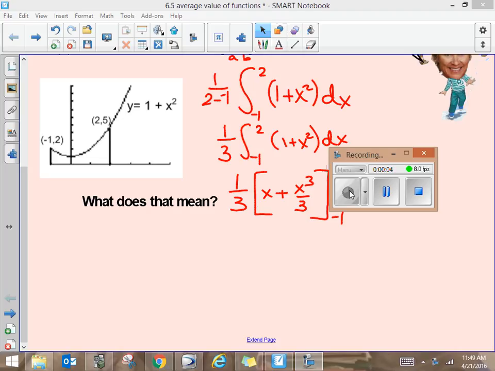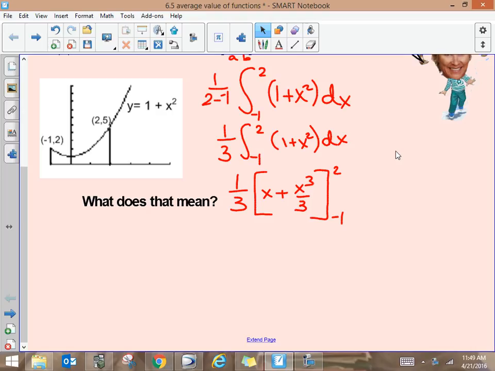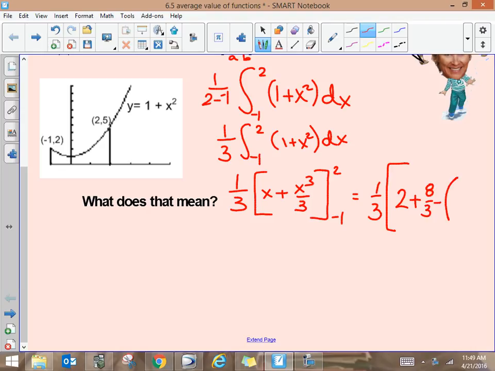Okay, so fill in the formula. Get the antiderivative right. That 1/3 is going to hang around until you have your 2 and your -1 plugged in. So 2 plus 2 cubed over 3 is 8/3 minus -1 minus 1/3. Okay, does that sound reasonable?